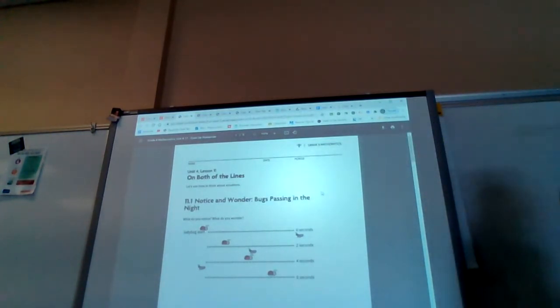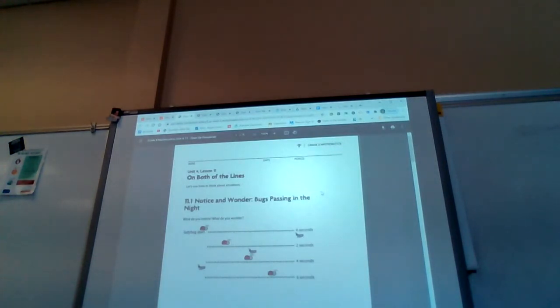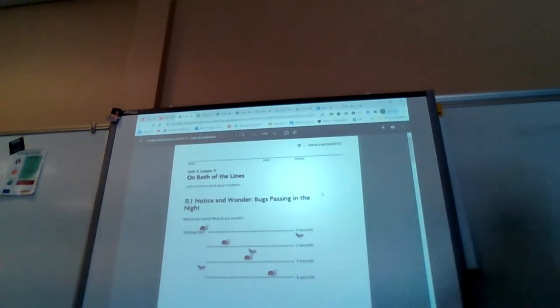What do you notice? What do you wonder? How come there's no dots? Why do they have smiley faces? Why are their eyes completely white? Why do they have pink? Where do they intersect? Why would they intersect? Look at it. How come the ladybug ends up faster? Why is the ladybug slower?